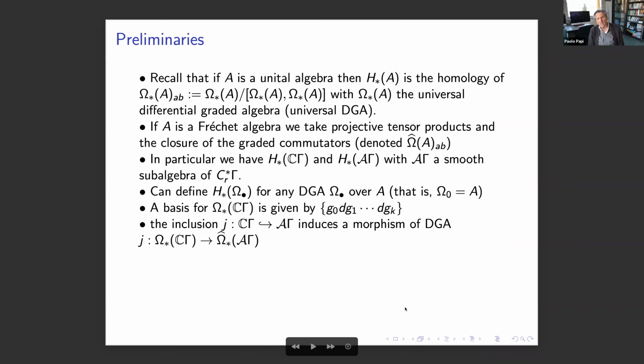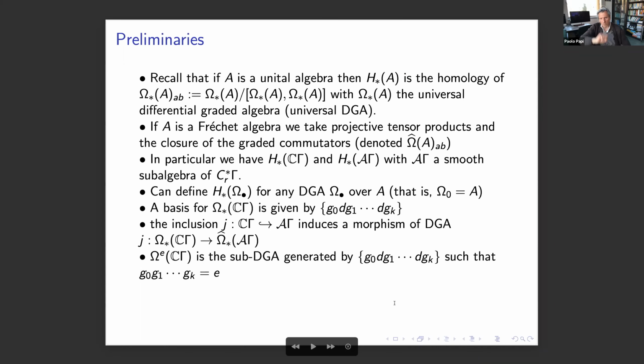So as I was saying, you have a basis for the non-commutative forms over C gamma, and you have an inclusion of this complex into the complex of any smooth subalgebra of the C-star algebra. So, for example, this could be the subalgebra of Connes-Moscovici, but in fact, any dense holomorphically closed subalgebra would do.